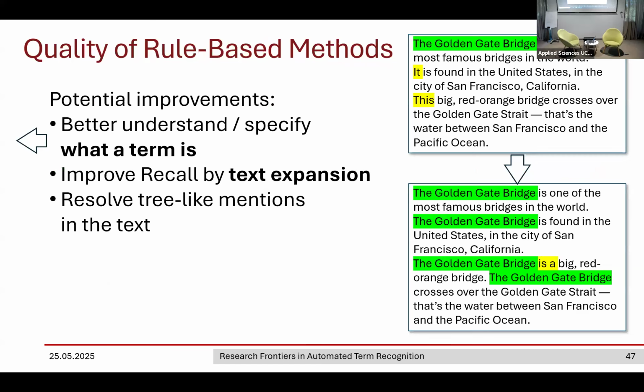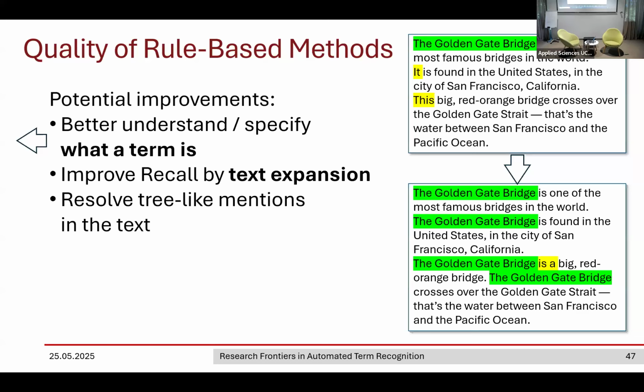There are more hints how rule-based methods could be improved. So first you have to better understand or specify what a term is and come up with a consensual definition in the community just to align the datasets in those meanings. And then you may wish to improve recall by text expansion.